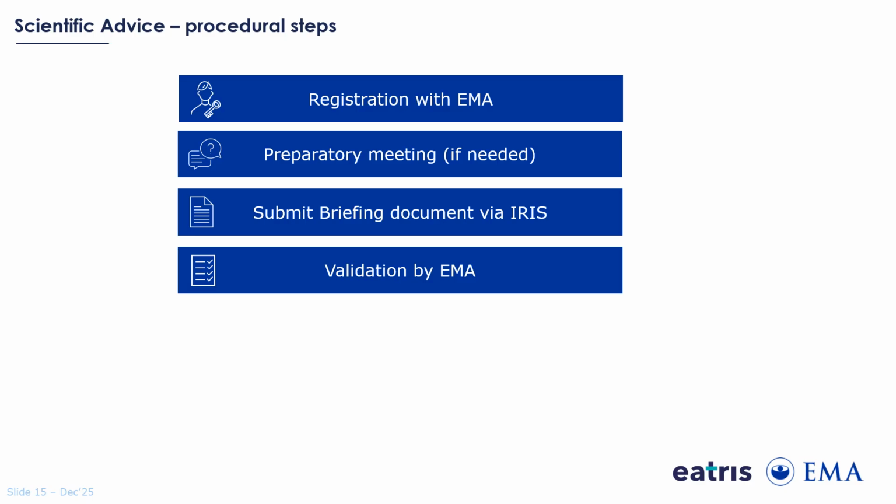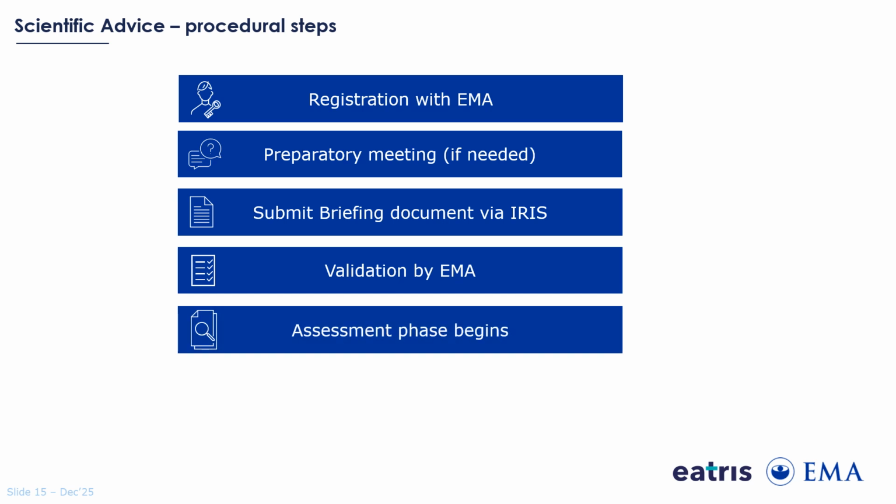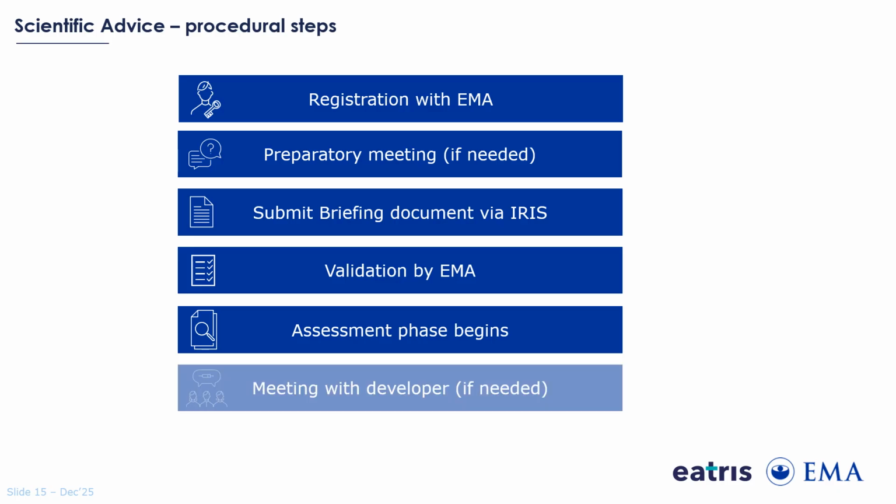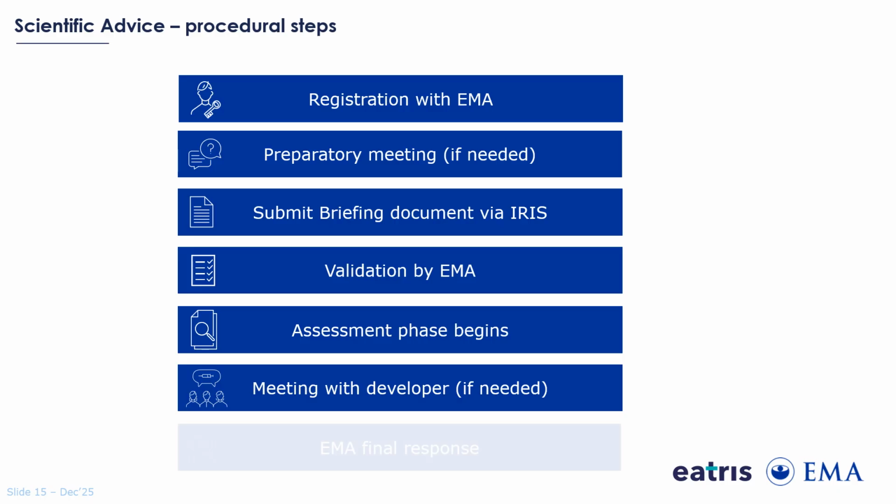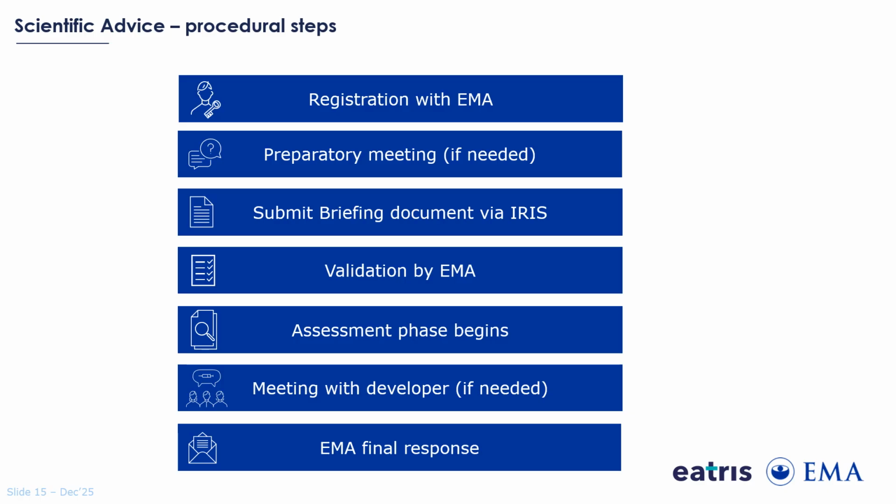the procedure. Once validated, the request moves into the evaluation phase, where two coordinators from the SAWP are appointed to lead the scientific assessment. If needed, a discussion meeting with the developer may be scheduled later in the process to explore key issues further. The procedure concludes with the adoption of a final written report containing the EMA's advice on the submitted questions.